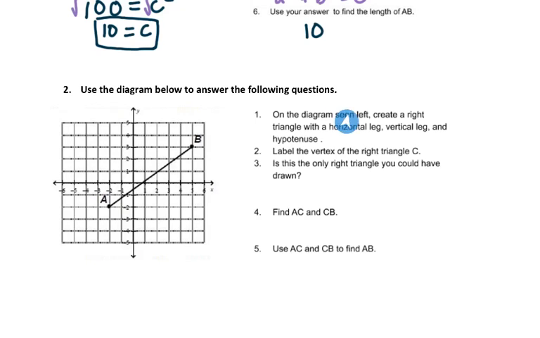All right, so on the diagram seen left, create a right triangle with a horizontal leg, vertical leg, and hypotenuse. When you draw your legs, you're not just making any triangle. It has to have very specific types of legs. You can only draw going up and down or side to side at each of these vertices. Because of that, you can actually draw two different triangles. You could draw a right triangle above, or you could draw a right triangle below. And that part is up to you.